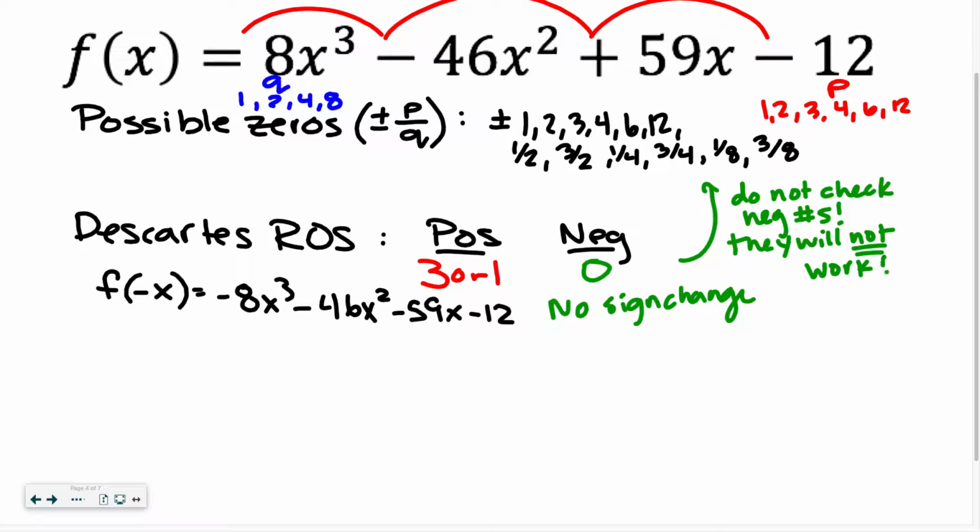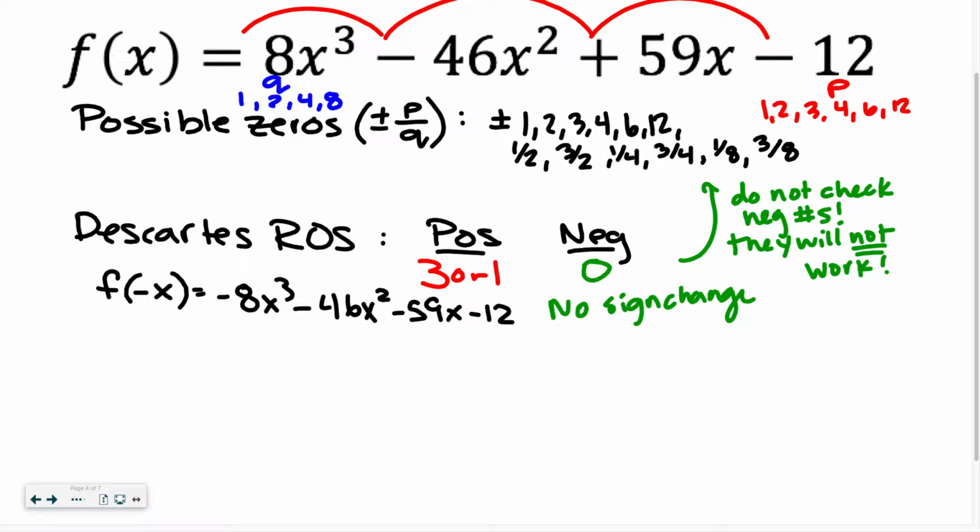So here Descartes is helping us. Remember, I counted up all my possible zeros right there and said there's like 24 of them. That's a lot of numbers to check. But now Descartes told me the negative zeros won't be a solution. So don't check any of the negatives. Now I'm down to 12. That seems more reasonable. Okay, can we split some of the work?